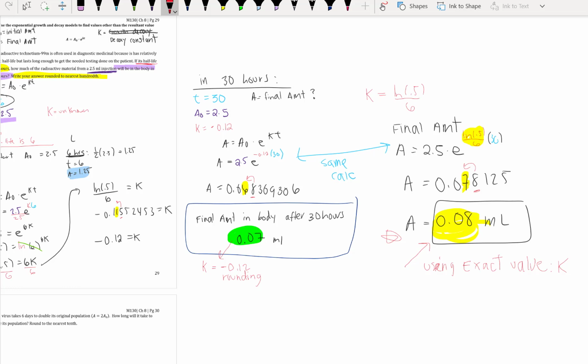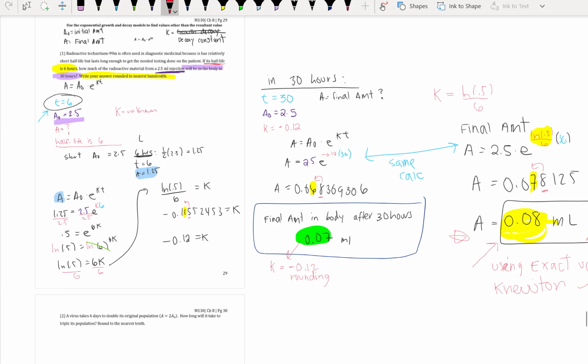For your homework, just note that if you're using Newton, which is your homework, this is the answer they're looking for. If we were doing this in person and I was grading your exams by hand, I would have accepted this 0.07 if you had rounded that k value ahead of time. But since we're doing everything in this online format, using Newton for our homework and our exams, this is how I want you to round.